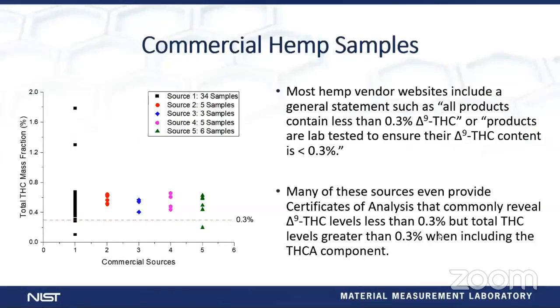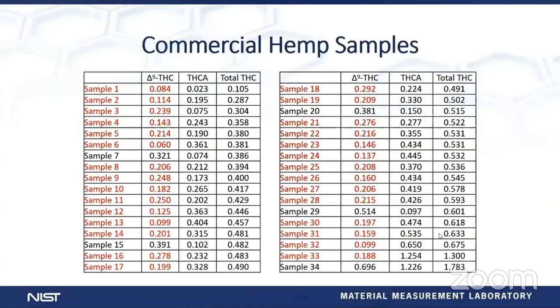The problem is this is only focusing on delta-9 THC. When you take into account the THCA value, generally speaking, the certificates would actually say that it would be higher than the 0.3%. And if you actually look at the data here, now the tables are including the individual delta-9 THC value and the THCA value.